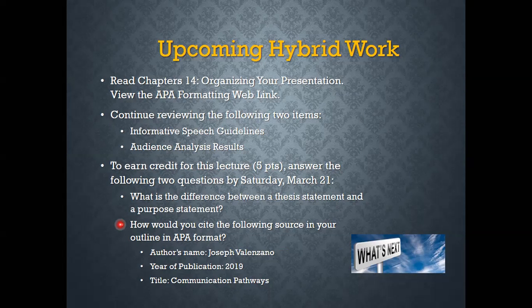Then, how would you cite the following source in your outline in APA format? This would be an in-text citation. How would you cite it if the author's name is Joseph Valenzano, the year of publication is 2019, and the title is Communication Pathways?